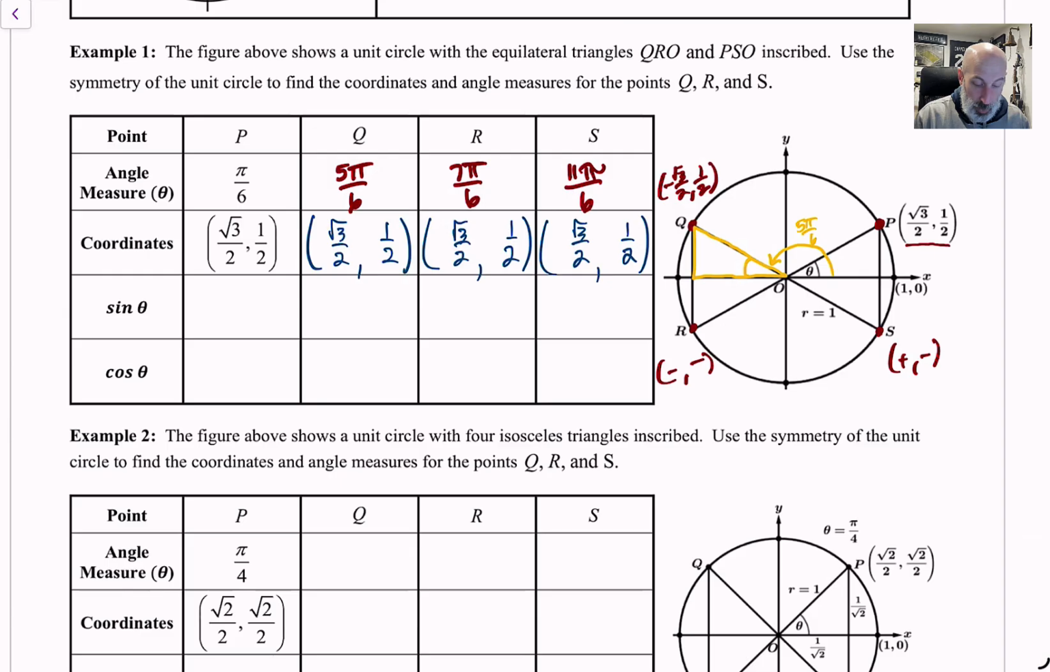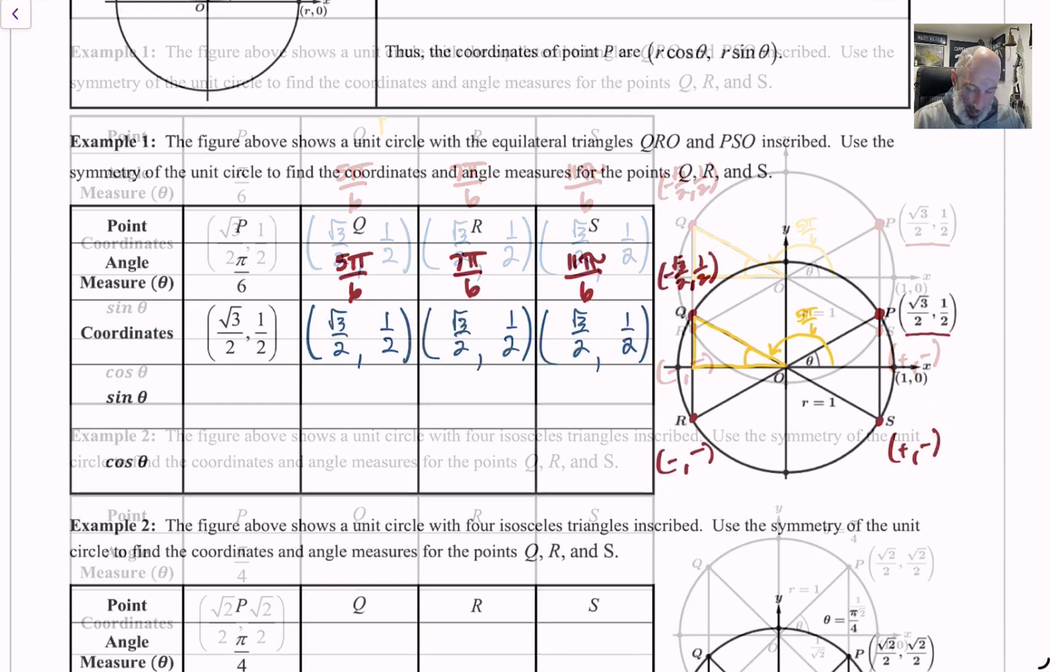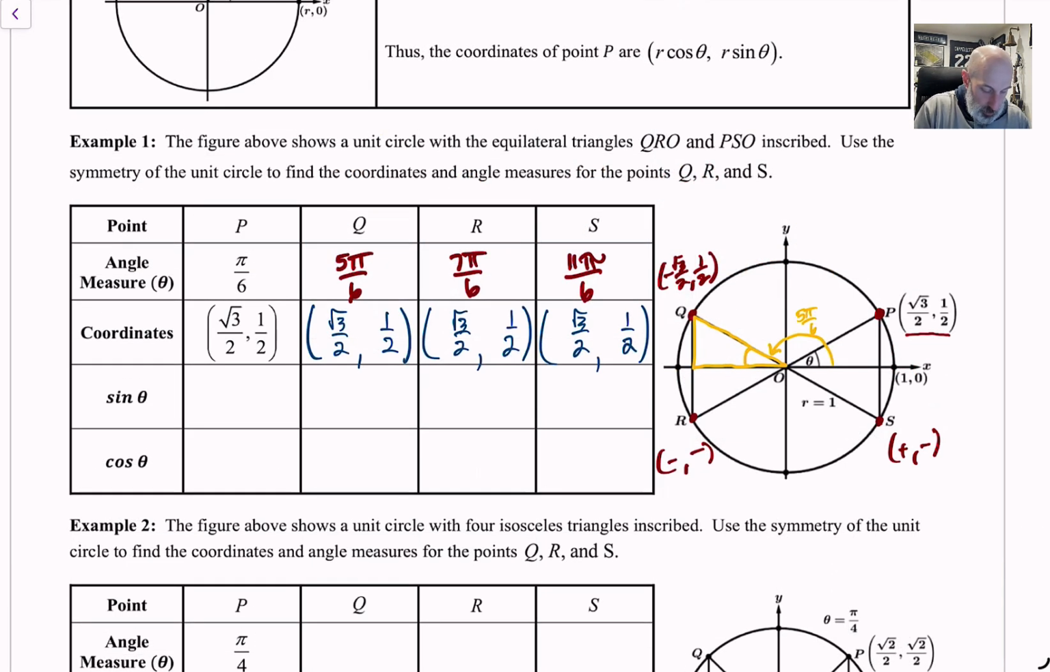Differences, depending on the quadrant, some will be positive, some will be negative. Point P is in quadrant 1, where x and y are both positive. Point Q is in quadrant 2, where x is negative and y is positive. Point R is in quadrant 3, where both coordinates are negative. And S is in quadrant 4, where the y's are negative, but the x's are still positive. So again, we're noticing the pattern and the redundancy here.